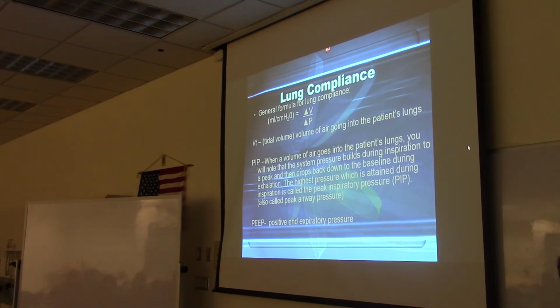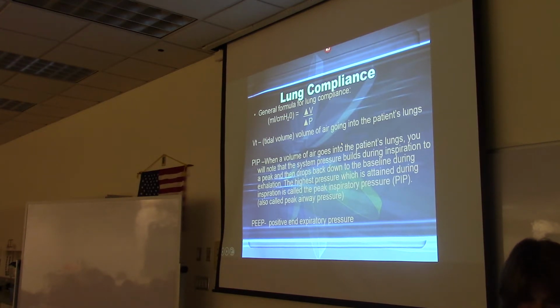There's a formula. So the volume that you put into the lungs, divided by the pressure that builds up, is going to give you your units for lung compliance. So that delta V is pretty much the tidal volume. Delta P is the change in pressure. So here it explains it to us.